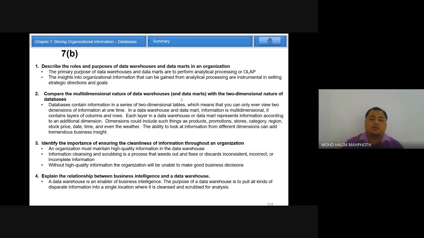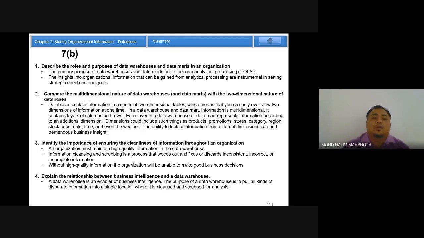Compare the multidimensional nature of a data warehouse. So we have a number of perspectives that we call multi-dimension. One dimension, two dimensions, the third dimension. So this is the first, second, and third dimension, like you can see from the cube. From that cube, you can slice and dice. Because right here, a database contains information in a series of two-dimensional data. That one is for a database, because we know rows and columns.